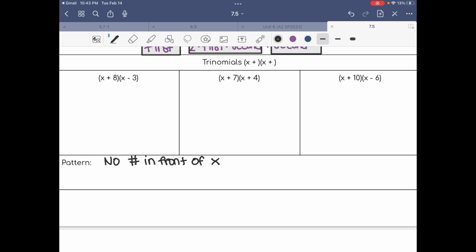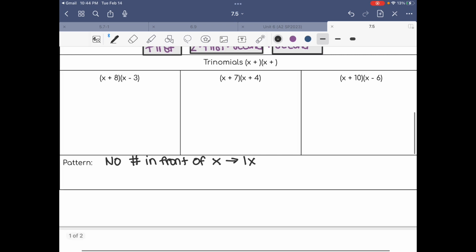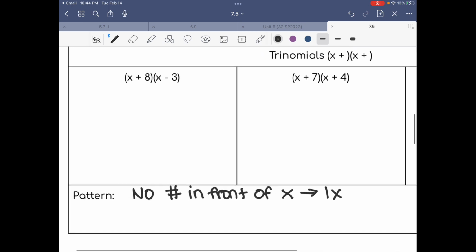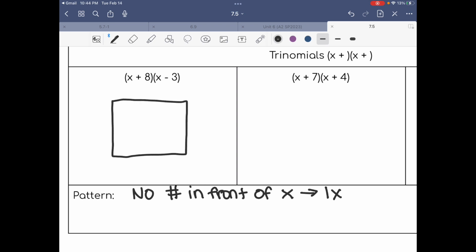And that's the main, most important part of this, is that all of the x's have a 1 in front. So you could rewrite them all as 1x. So let's go ahead and try the first two like we did on the others, and then I'll talk to you about what the pattern actually is. Again, I'm going to start with box method on the first one, and then I'll switch to FOIL for the second one, just so we're getting extra multiplying practice also.